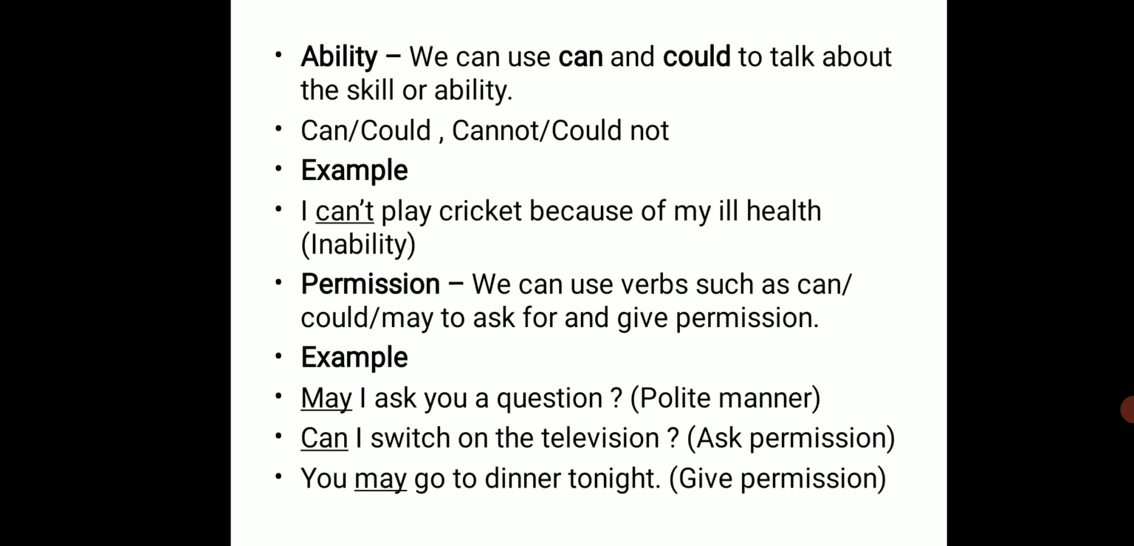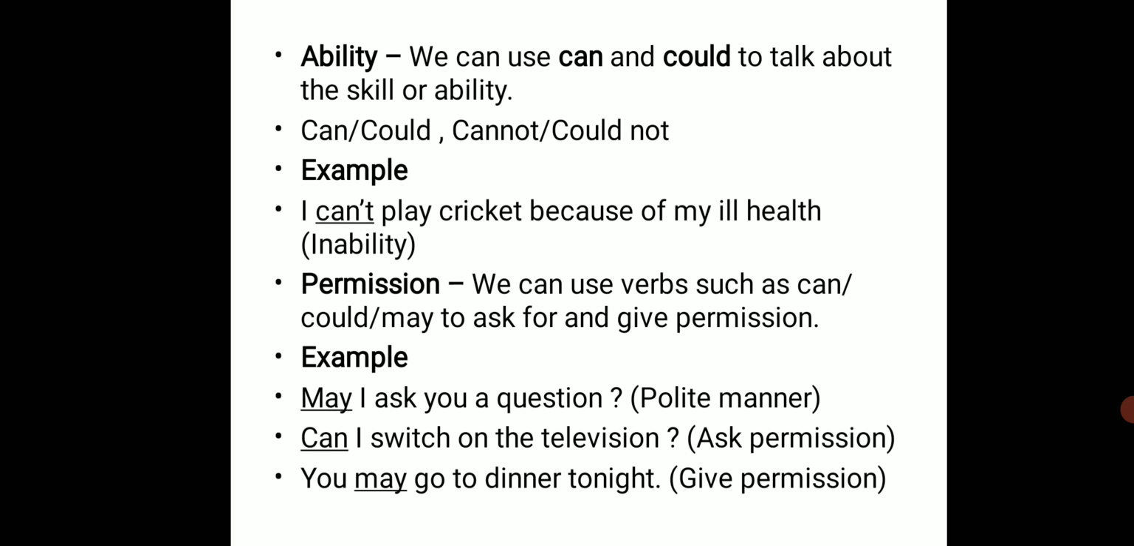Remember, first of all, these modals are can, could, may, might, will, would, shall, should, need to, and dare. So look at these examples. Can and could also express ability, like I can't play cricket because I'm ill. That shows inability.